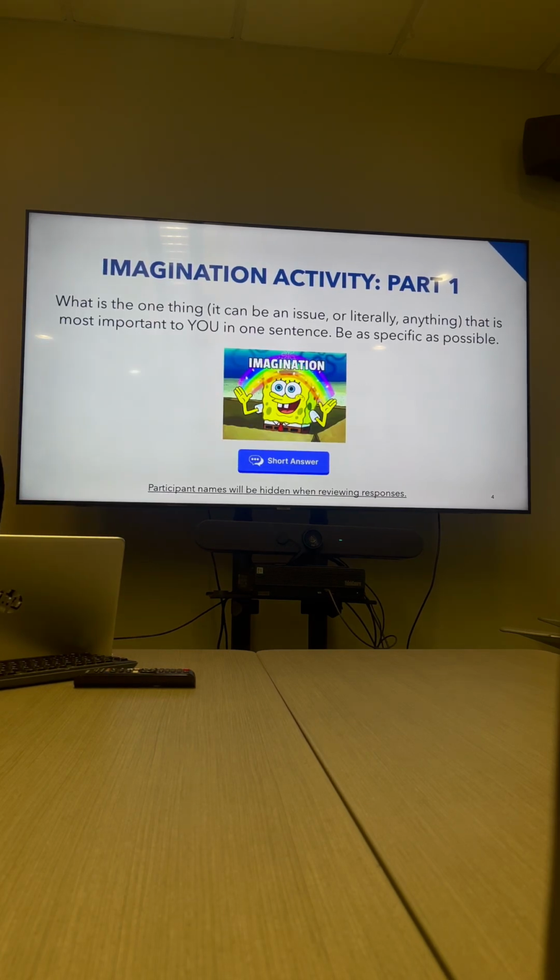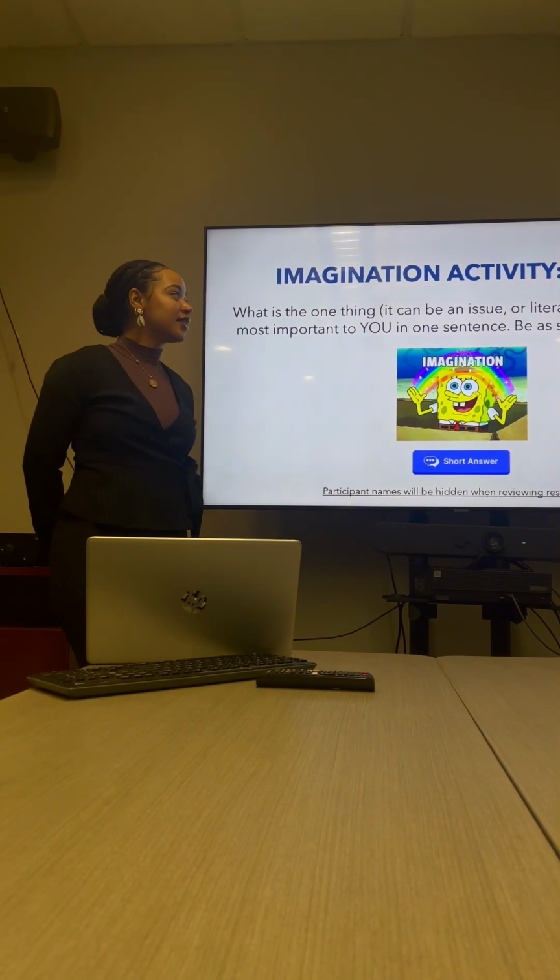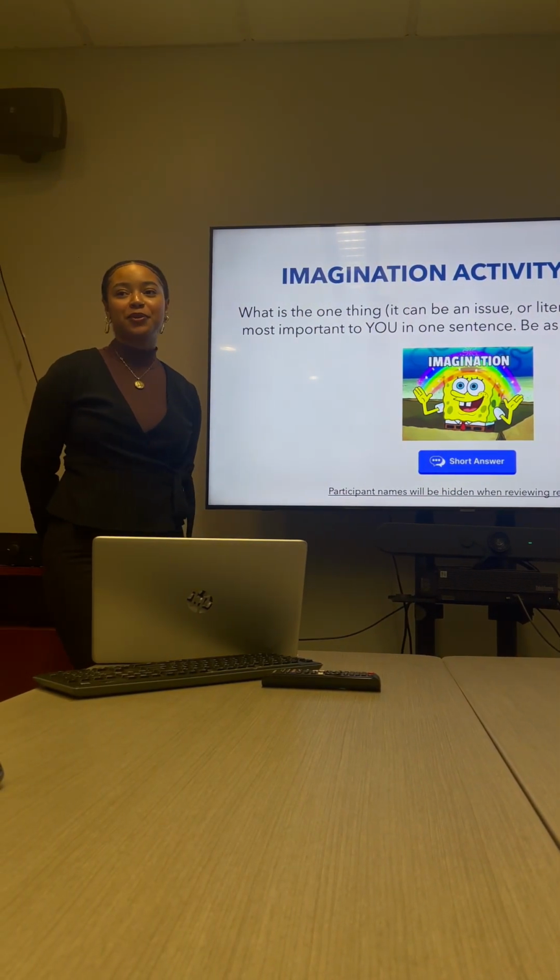So this first imagination activity has 2 parts. The first being to answer the first question, what is the one thing, it can be an issue or literally anything, that is most important to you? In 1 sentence, be as specific as possible.